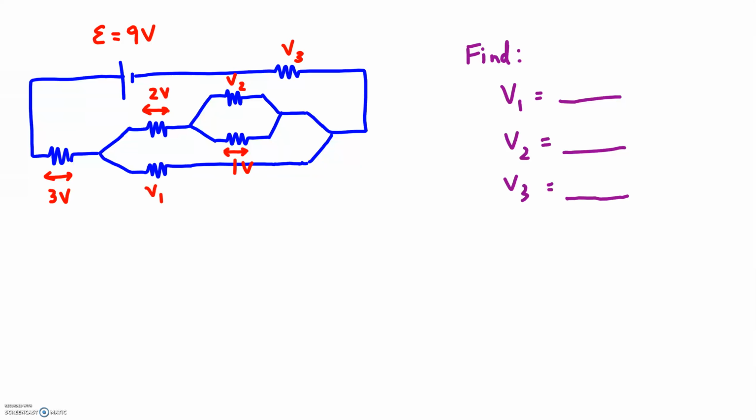Okay, here's a problem with potential difference circuits. We're asked to find these three values. We know some values of potential difference in the circuit, and let's move ahead. First, I want to understand what happens in this circuit.